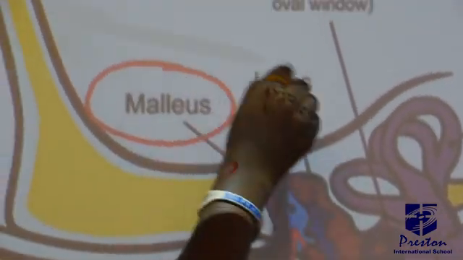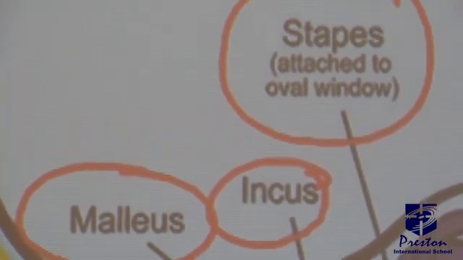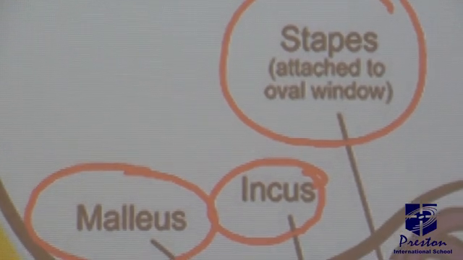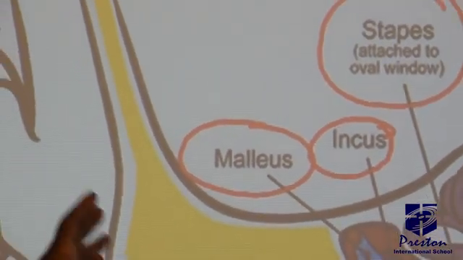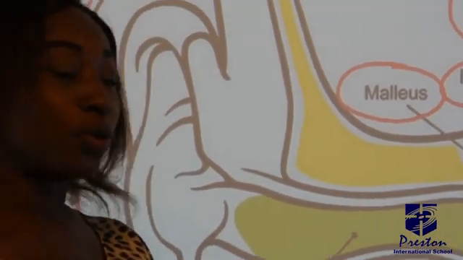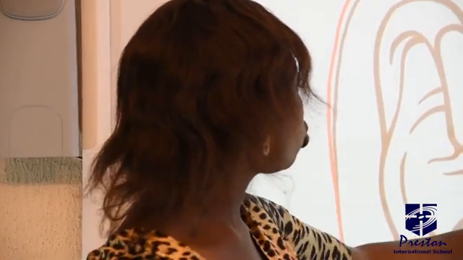Now, there is something spectacular about these three bones. If you remember from the first slide, I told you that the three smallest bones in the body are found in the ear. Now, these are the three smallest bones I was referring to. They are called the ossicles, and their function is to amplify the sound waves that have been brought into the ear through the pinna.